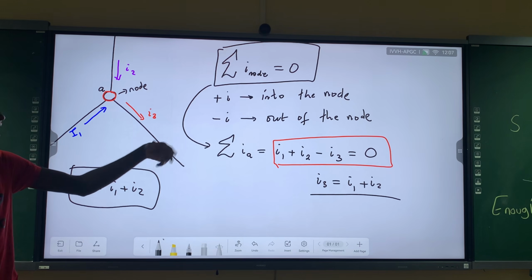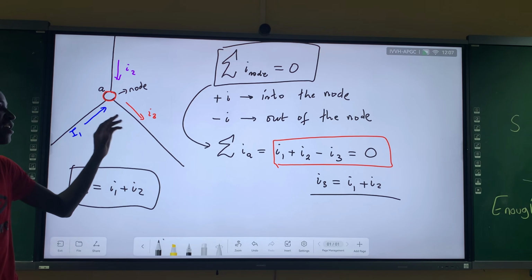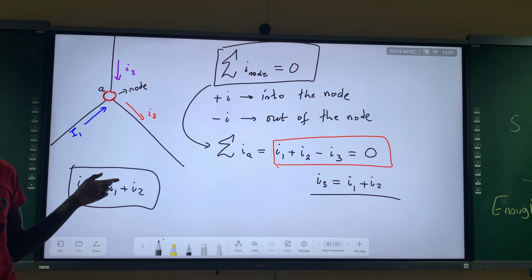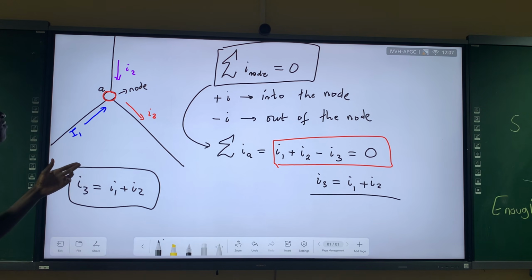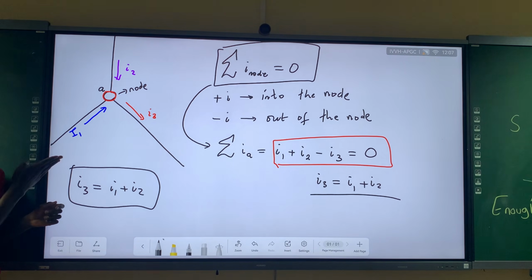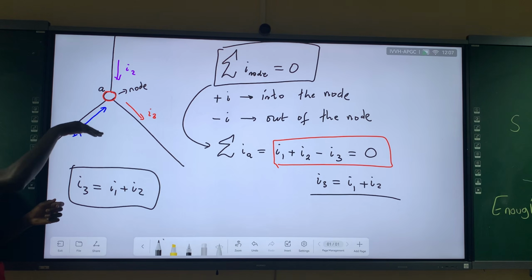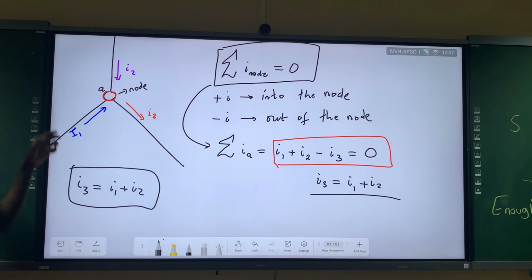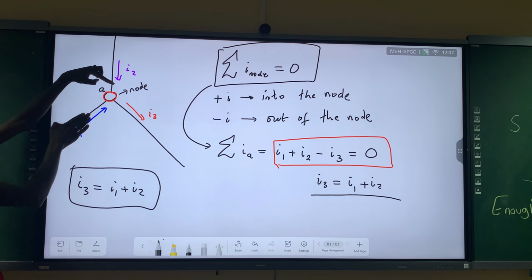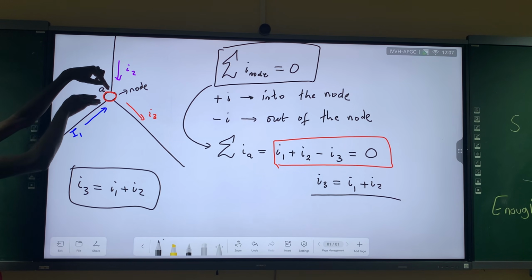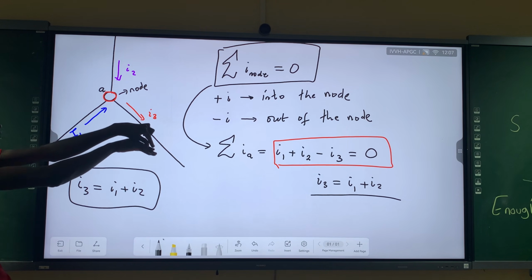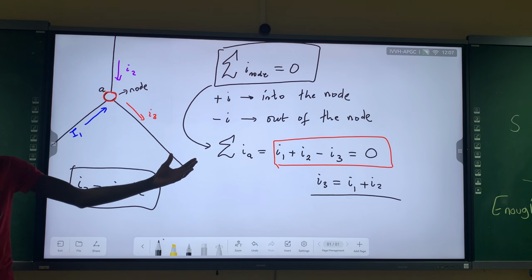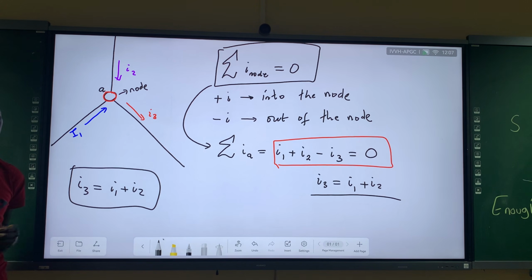So Kirchhoff's current law, we were already doing it, but without noticing. Now that we have given names to this node, the currents entering we make positive, and the currents leaving become negative. Basically, the idea is that we have two currents entering the node and they combine and leave through this one. So I3 will be the total of I1 and I2. You see? That is Kirchhoff's current law.